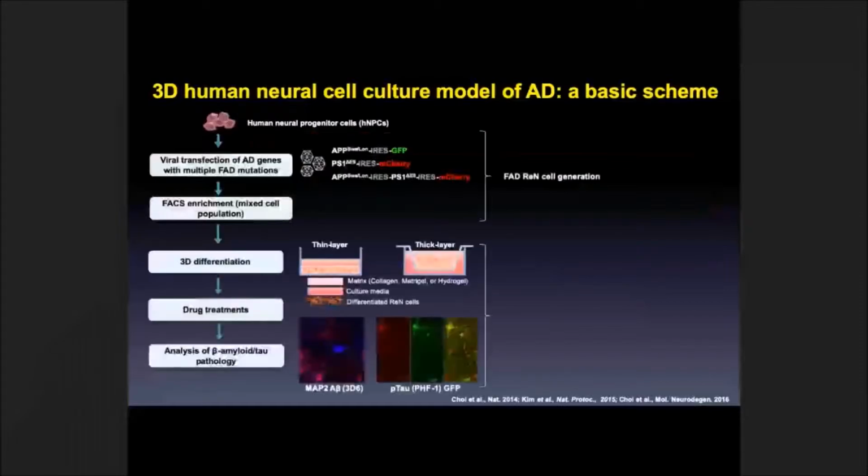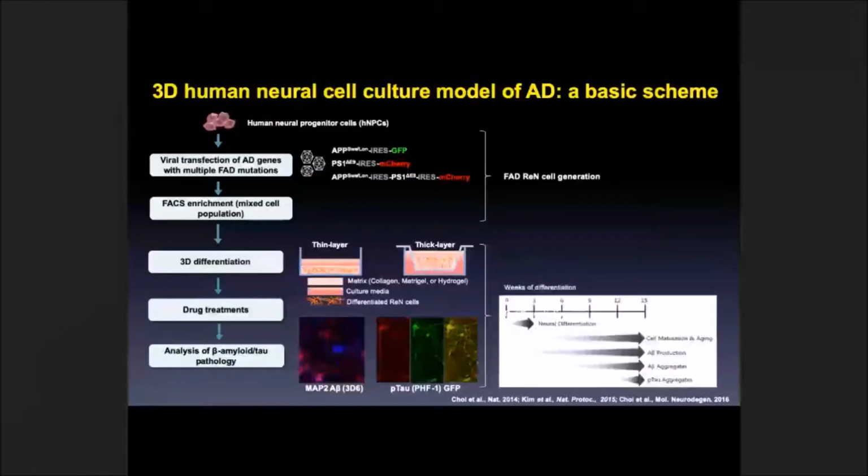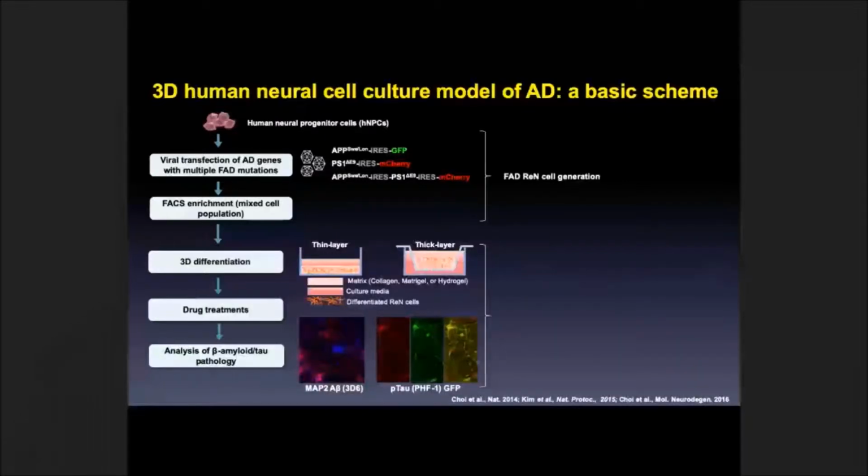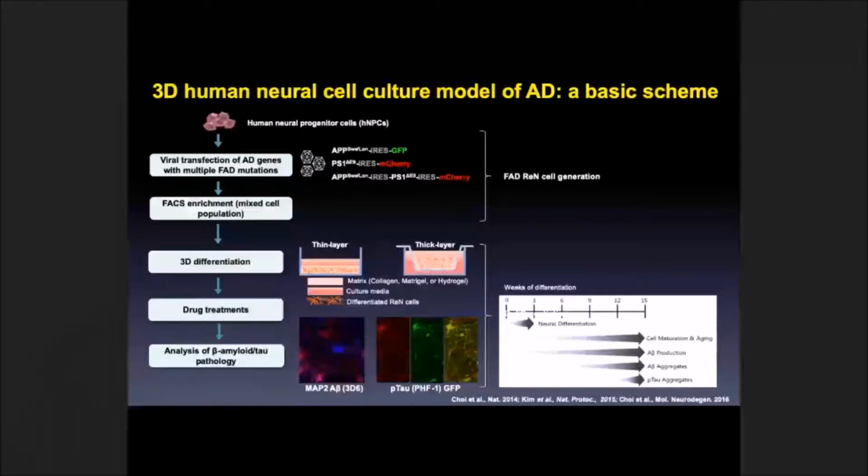This is a schematic of how we make a single clone line. It's very similar to what you were shown previously. There are neural stem cells. We use ReNcell stem cell lines here, and they are transfected with viral particles containing the APP mutation and presenilin mutation, and then we do the selection and enrichment. In the previous protocol, we went directly to 3D differentiation and drug treatment, and what we got was 6-week A-beta aggregation and 12 weeks of tau phosphorylation and aggregation.